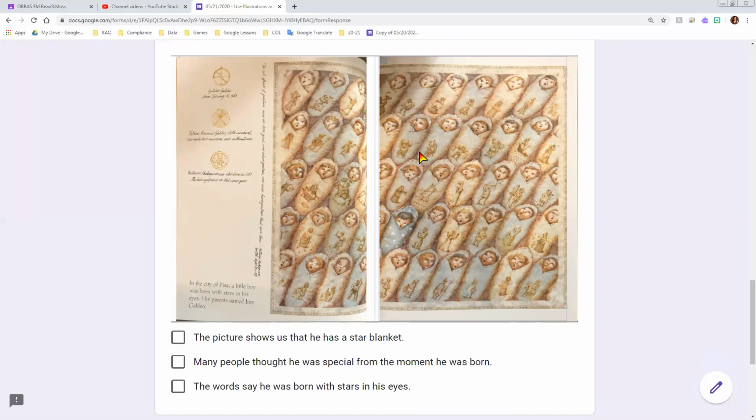So both the pictures and the words. It says the picture shows us that he has a star blanket. This one is the words, what the words say. It says the words say many people thought he was special from the moment he was born. And then it says the words say he was born with stars in his eyes.